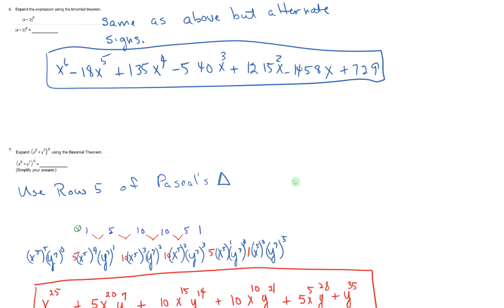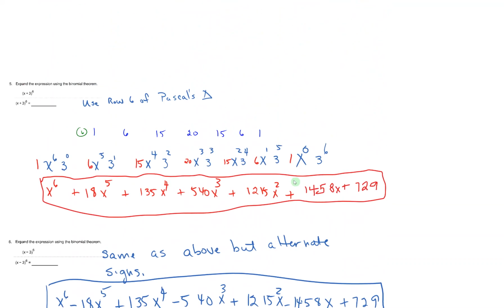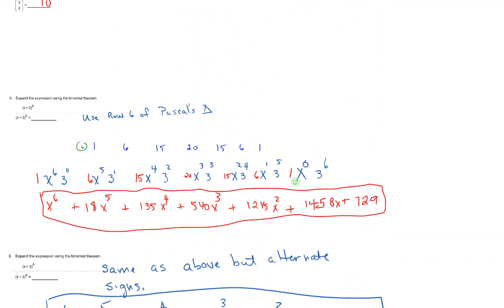So those aren't too bad. It's mechanical. You should be able to follow it with the Pascal's triangle. That should get you through 12.5.